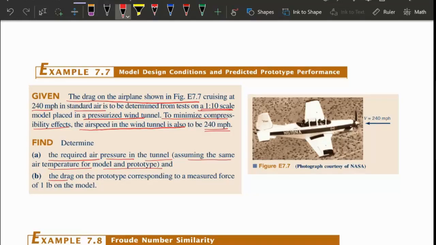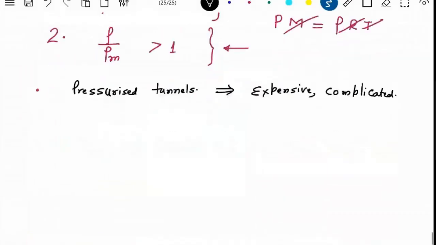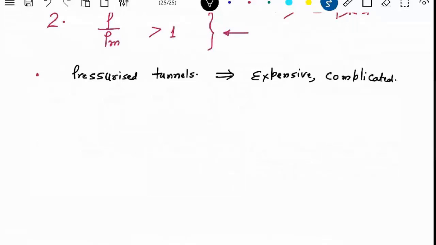And then you have to find the drag force on the prototype corresponding to a measured force of 1 pound on the model. So let's say you are doing the experiment and somehow you measure the drag force on the model and this drag force is 1 pound. Then what is the drag force on the prototype, on the actual structure or actual aircraft?